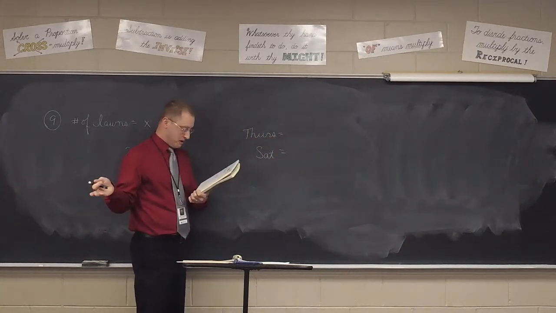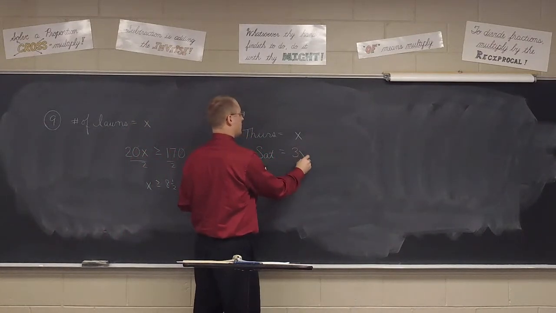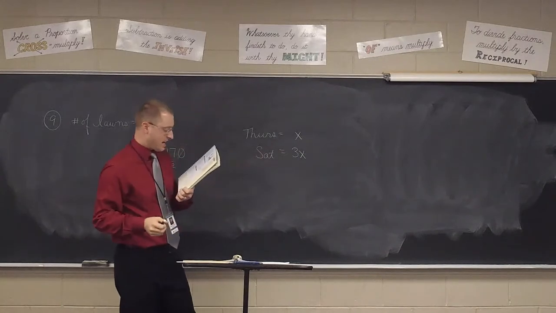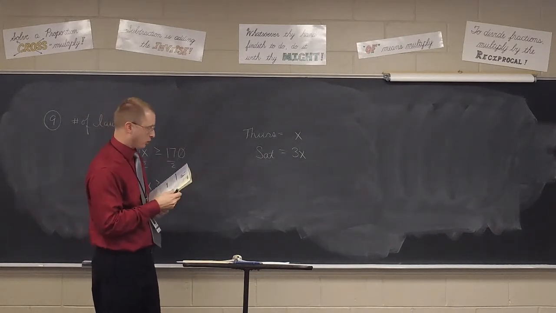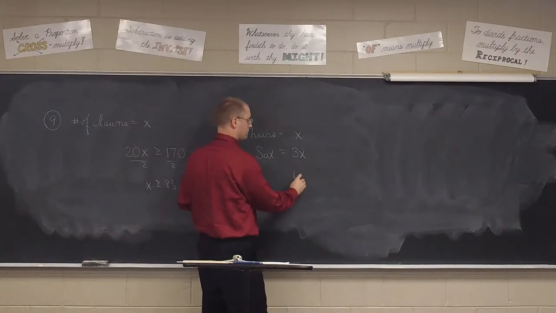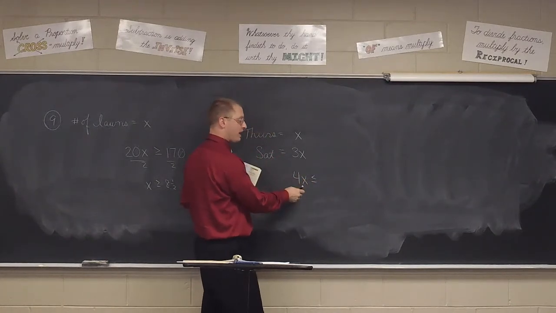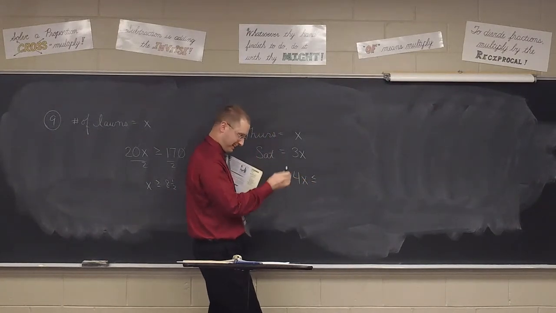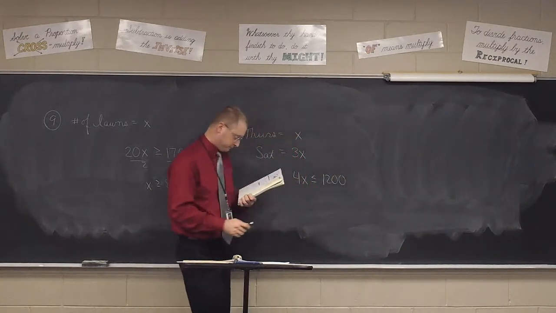And which one did you choose to be X? Thursday. And how did you represent Saturday? 3X. All right, and it said a maximum of 1,200 people total. So what was your inequality? 4X is less than or equal to 1,200. Good. 4x, the combined total, is maximum 1,200, meaning less than or equal to 1,200 people.